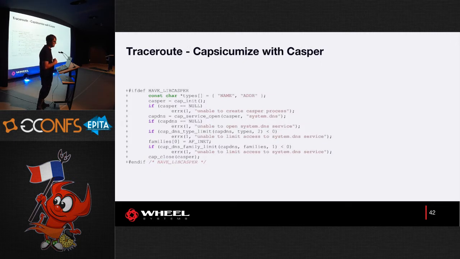So here we have traceroute. We have a patch for traceroute, which uses Casper for sandboxing. Like I mentioned before, we create Casper by calling cap_init. It's done at the top of the patch. Then we open the service by calling cap_service_open. We open the DNS service, and we are limiting the service to name and address for resolving, and we are limiting Casper to IPv4 only.